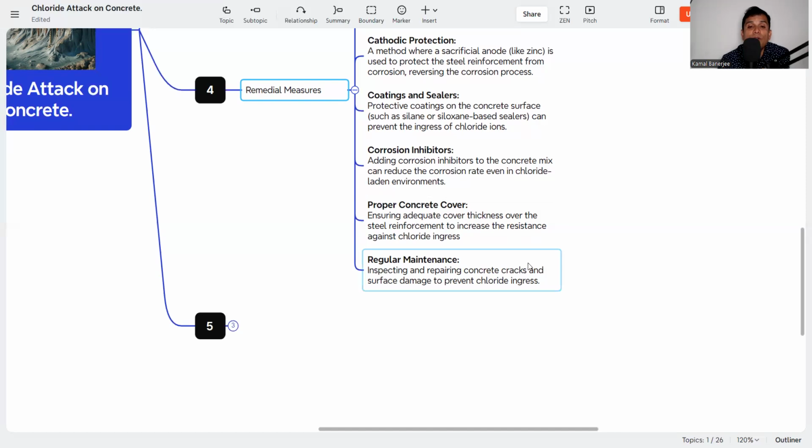Then proper concrete cover. This is very important. If the concrete cover is proper, then even if chlorides penetrate, they cannot reach the steel. But during construction, if we neglect the concrete cover, that will also create a permeability problem, and the chloride ion can easily penetrate because the path is shorter. And if the concrete cover is as per the requirement, it does not reach the reinforcement.